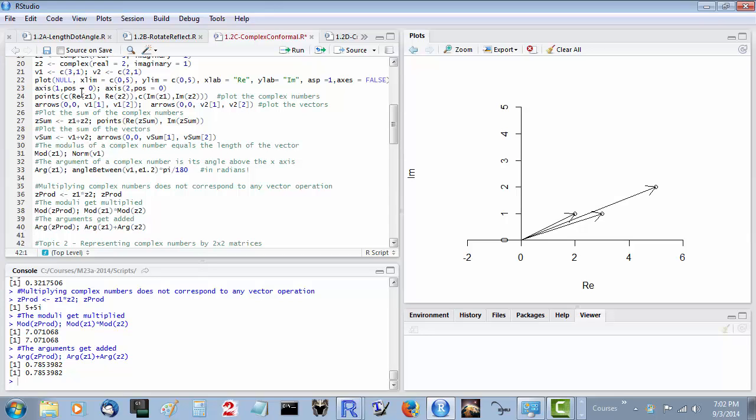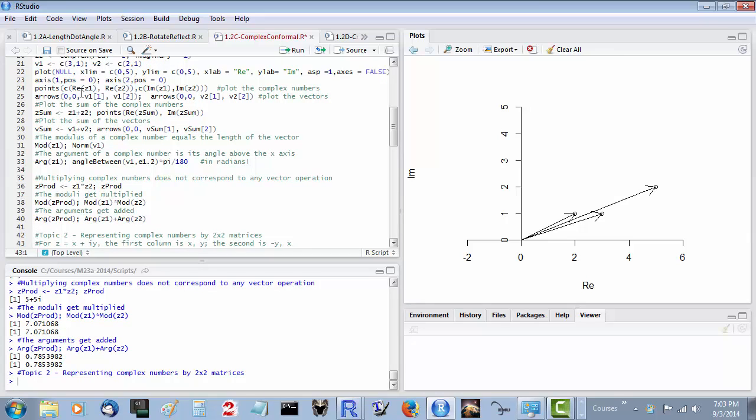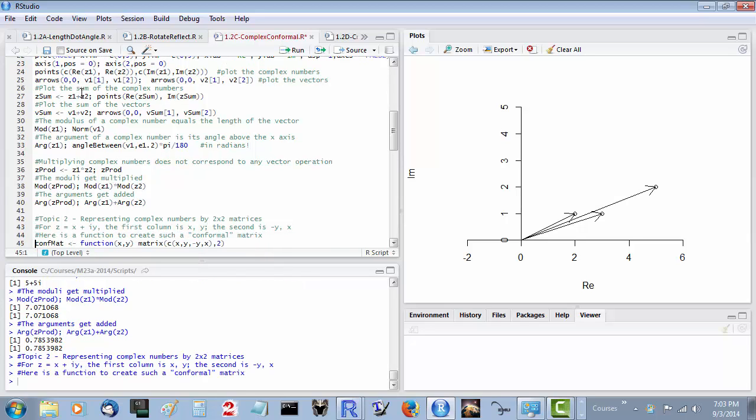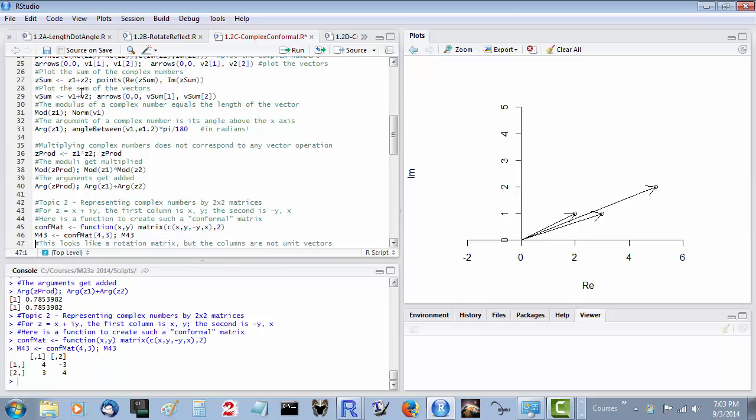So how can we match up complex numbers with ideas in linear algebra? Well, the remarkable result is we can represent complex numbers by 2 by 2 matrices in the simplest imaginable way. If we've got a complex number that's x plus iy, we just put the x's on the main diagonal and the y's on the off diagonal to create what's called a conformal matrix.